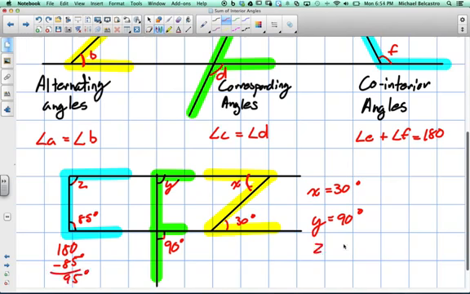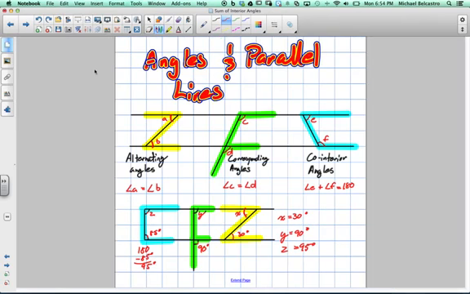Therefore, angle Z is equal to 95 degrees. And that makes a C pattern, or CF and Z. Okay. Does that make sense?